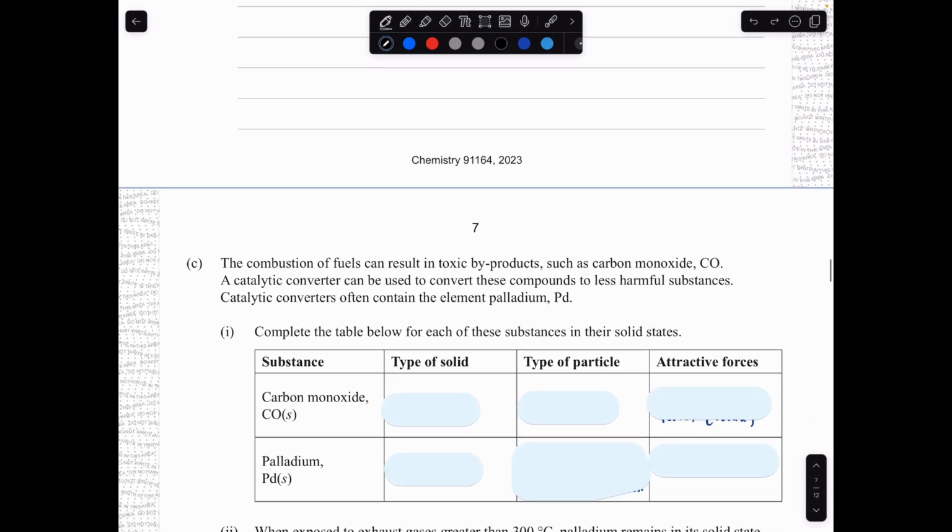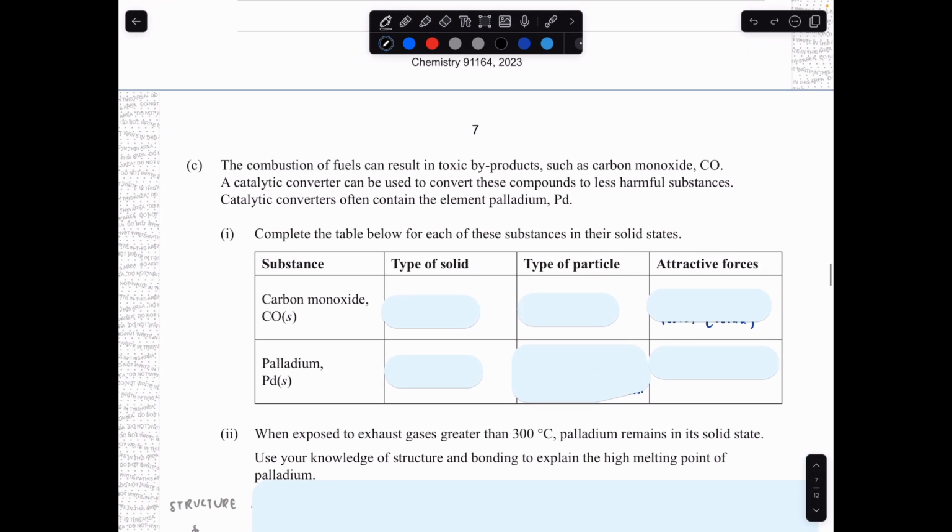Okay, next question. The combustion of fuels can result in toxic byproducts such as carbon monoxide. A catalytic converter can be used to convert these compounds to less harmful substances. Catalytic converters often contain the element palladium, Pd. Complete the table below for each of these substances in their solid states.